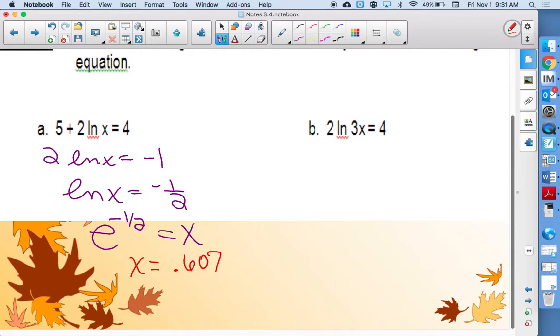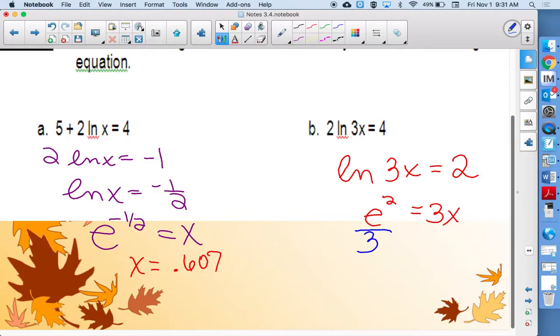So number 2, we have 2 natural log of 3x equals 4. So MH, what would you do to solve for letter B? Divide by 2. And then Emma, what would you do? Make it e. Right. So if I wanted to get x by itself, I would divide by 3. Again, do not round. Use e squared, all of e squared, and divide that whole answer by 3. Round at the very end. So Emma, e squared divided by 3.